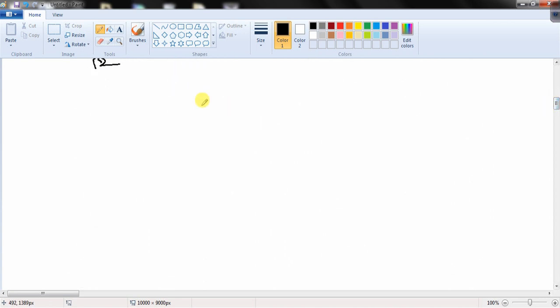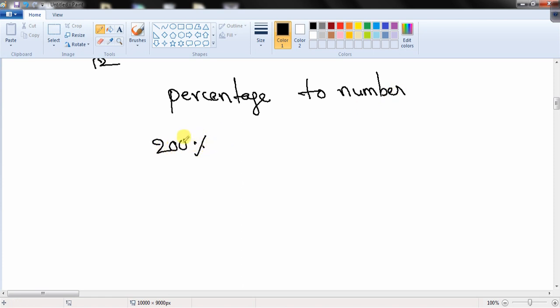How to convert a percentage to a number: if I need to convert 200% to a number, remove the percentage sign and divide by 100. So 200% is the same as 2. We need to divide by 100 and remove the percentage sign.